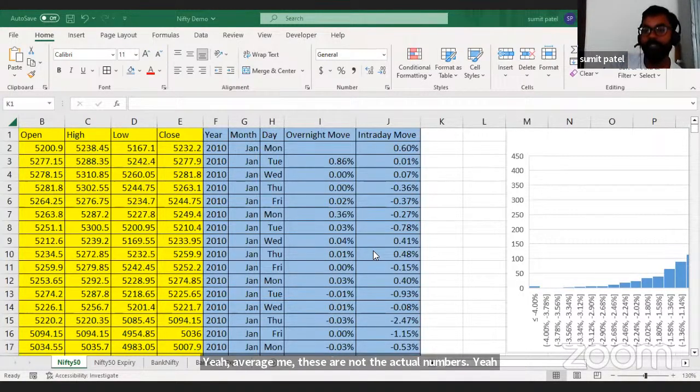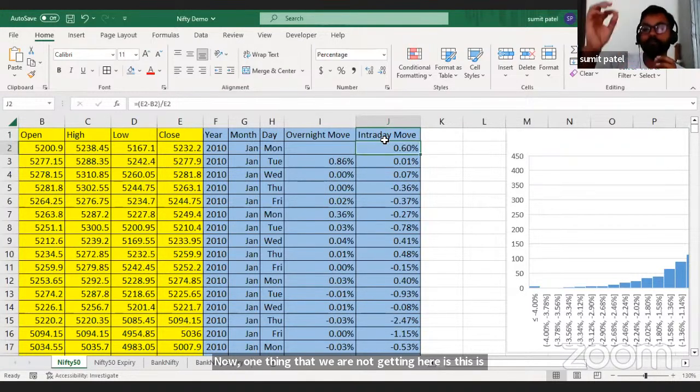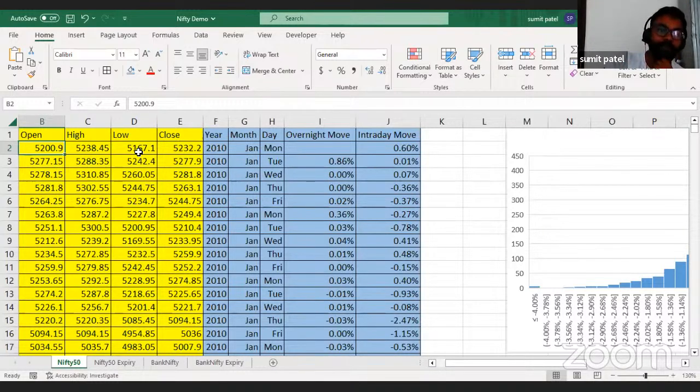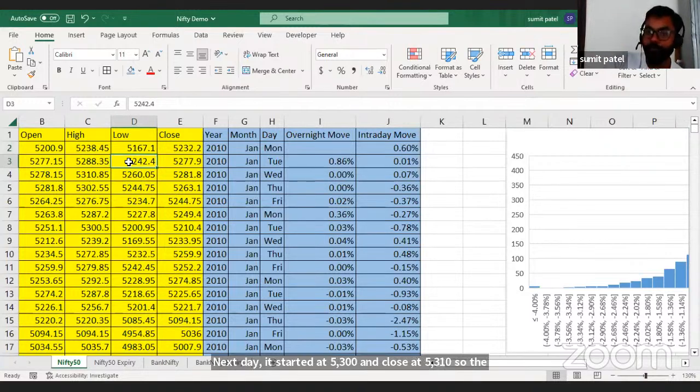Now, one thing that we are not getting here is, this is just the intraday movement, or in a day where it moved. But as we see, there is an overnight movement as well. So intraday movement might have been lower, but the overnight movement is higher. So let's say if something started at 5,200 and moved till 5,230, next day it started at 5,300 and closed at 5,310. So the overnight movement is higher. Now we are only checking the intraday movement.